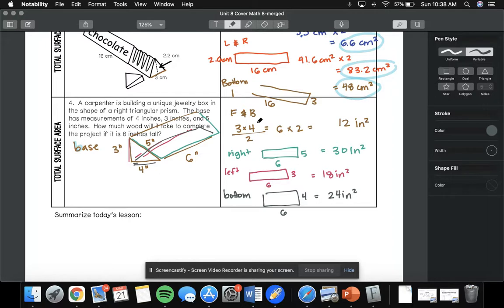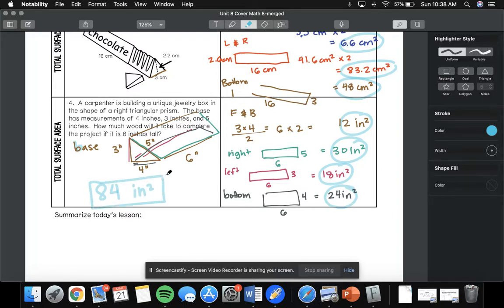So we have all of our sides. We have the front and the back, so that's 2 of them. We have this side that we can see, we have that back side, and we have that bottom side. So there's 5 sides, and we can add all of those together to find our total. So 12 plus 30 plus 18 plus 24, and we get 84 square inches total needed to make this jewelry box.